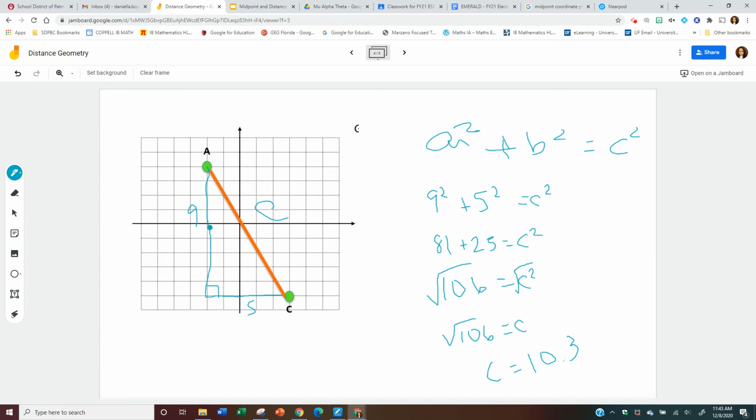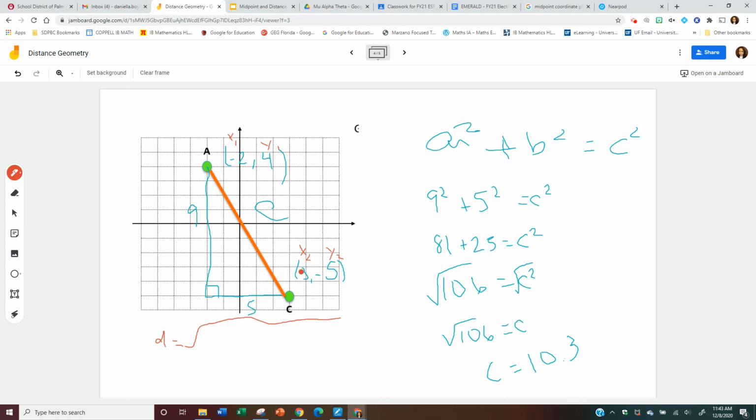So this point is -2, up 1, 2, 3, 4. This point is -2, 4. Right, and this point right over here is 1, 2, 3, and then -1, 2, 3, 4, 5. So 3, -5. I can also use the distance formula to find this. So I'm going to use a different color pen. This is x1, y1, this is x2, this is y2.